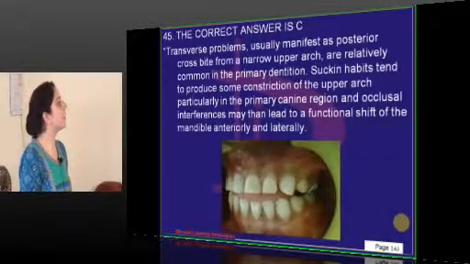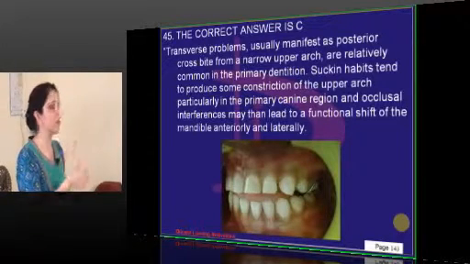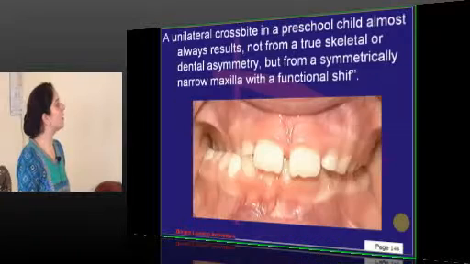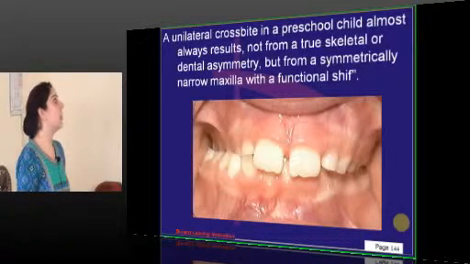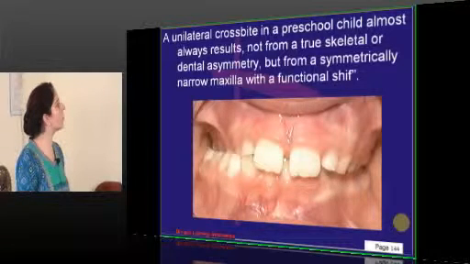Apart from that, there is also open bite because of the complete tongue thrust and also the kind of thumb sucking habit. You might also find a unilateral or sometimes a bilateral crossbite also.